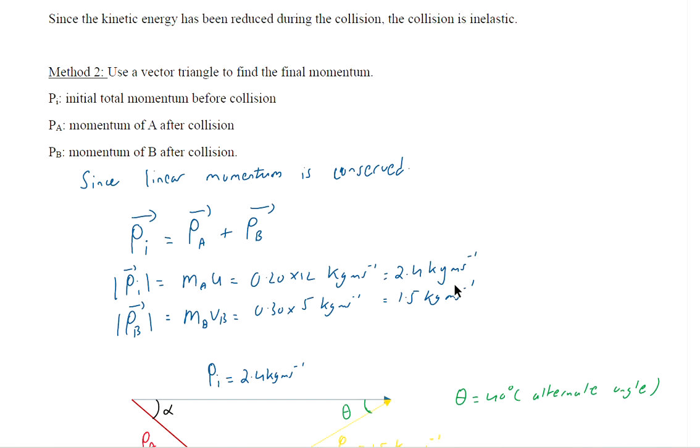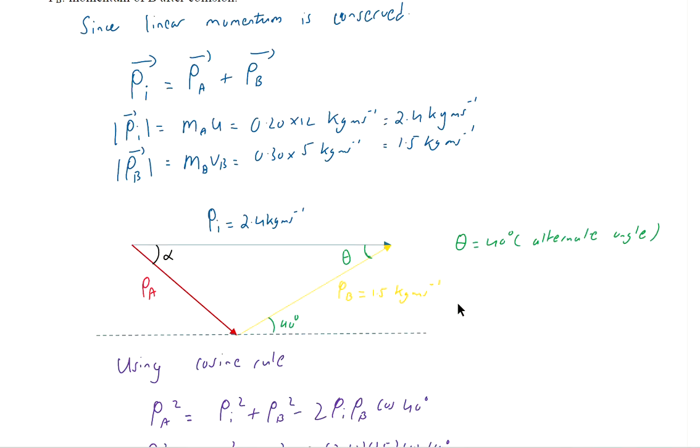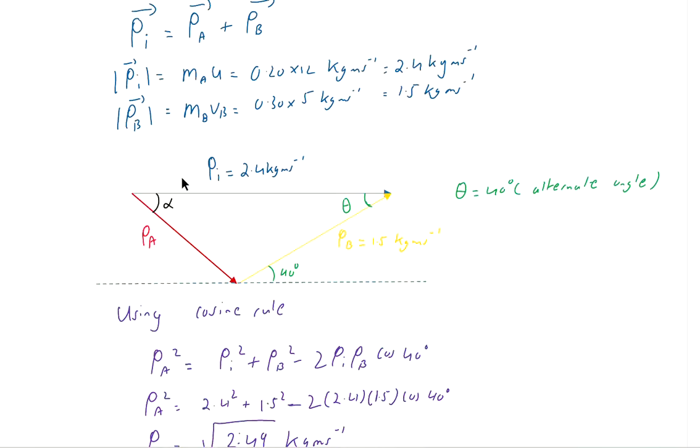Let us find what we know. I know the initial, I can find the size of the initial momentum. If you work it out, mass times velocity, it makes 2.4 kg meter per second. Same thing for B. The magnitude of the momentum is going to be the mass of B times the speed of B, 1.5 kg meter per second. So we can now draw this very simple vector triangle and use trigonometry to solve.